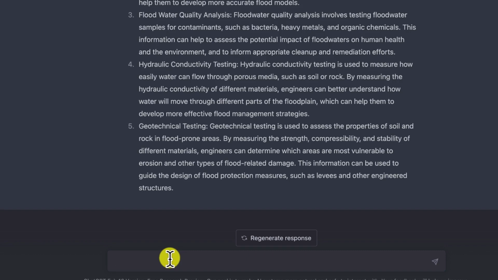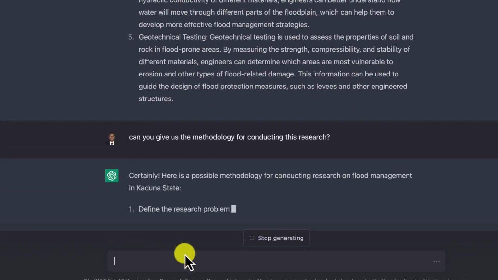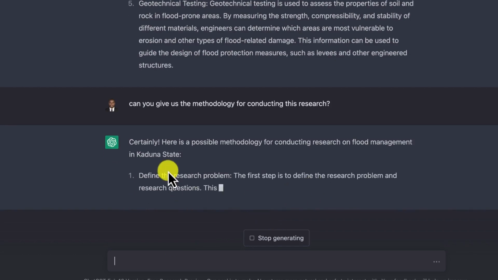So now we can just go ahead and ask it to give us the methodology, which is one of the key, most important areas to cover in proposal writing. So let's go to methodology, and we can ask it: can you give us the methodology for conducting this research? And you can see now it's going to give you everything, but you have to drive it. Certainly, there are some possible methodologies for conducting this research.